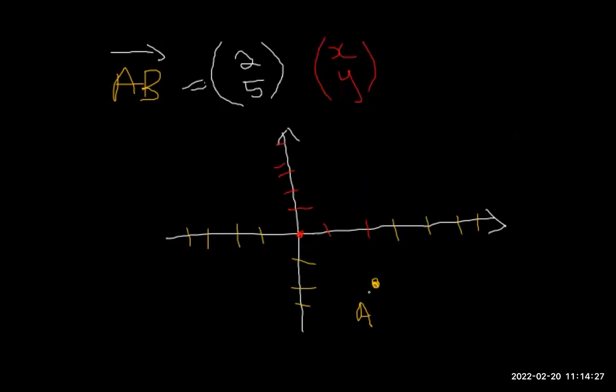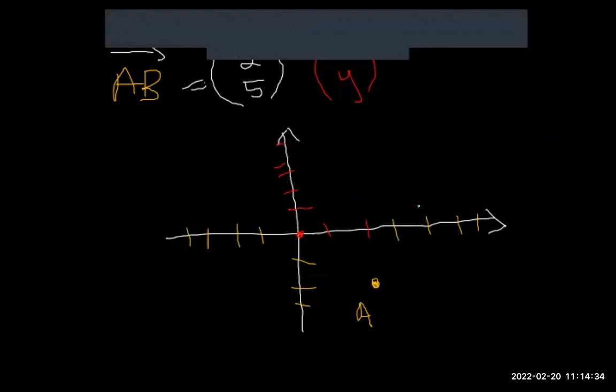I use a different color. From my starting point, I'm going 2 to the right and 5 up. So 1, 2 to the right, and 1, 2, 3, 4, 5 up. So about right here. Okay, you get what I mean, right? So this is my point B.